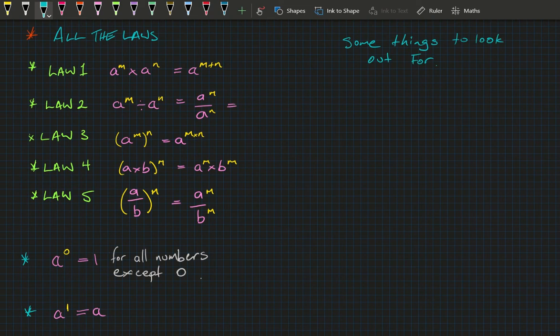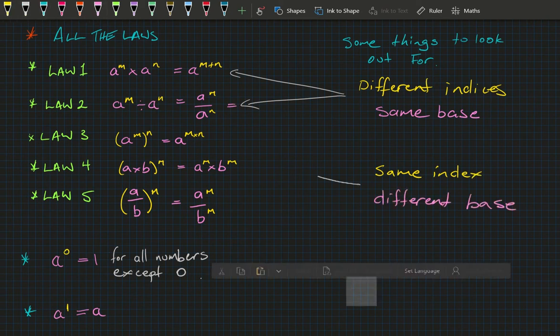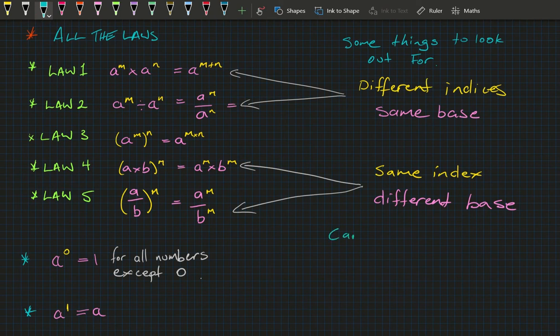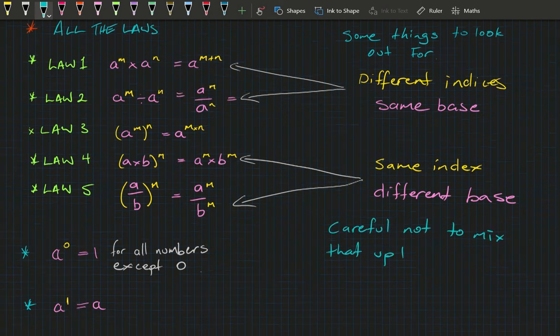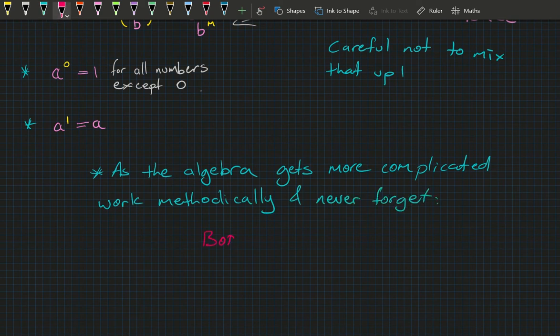Some things for you to look out for. Firstly, laws 1 and 2 demonstrate that you can integrate different indices if you're working with the same base. And laws 4 and 5 show that you can work with different bases when you're working with the same indices. It's really important you're careful not to mix that up. Okay, so throughout this unit, the algebra is going to get tough at different stages. So as it gets more complicated, you need to work methodically and never forget BODMAS or BIDMAS. Alright, so I'll see you in the next section where we begin the examples.